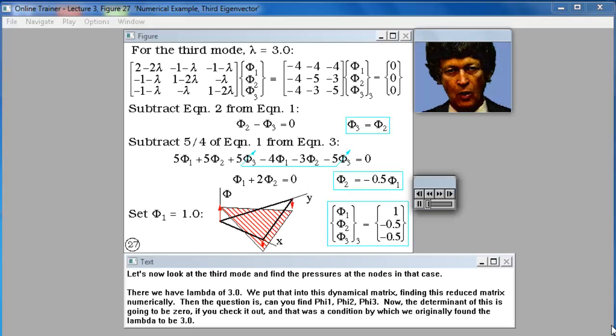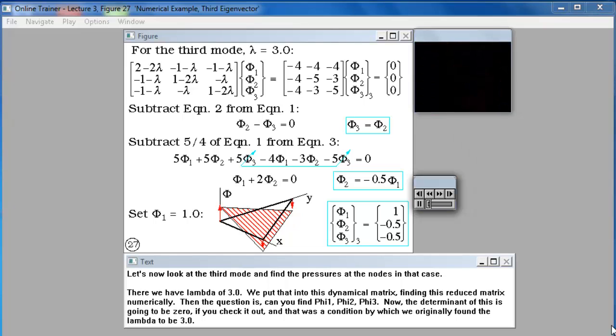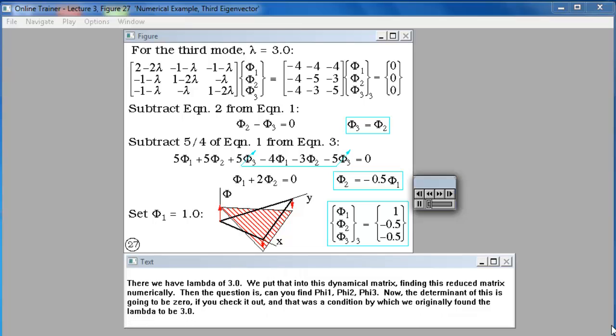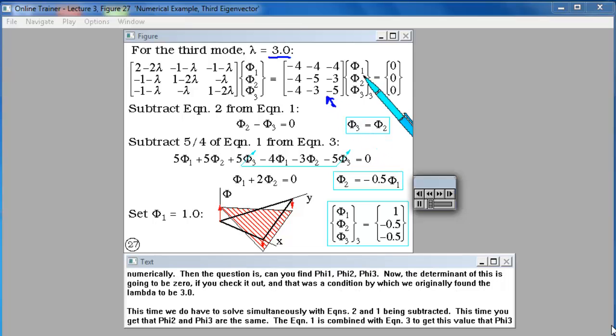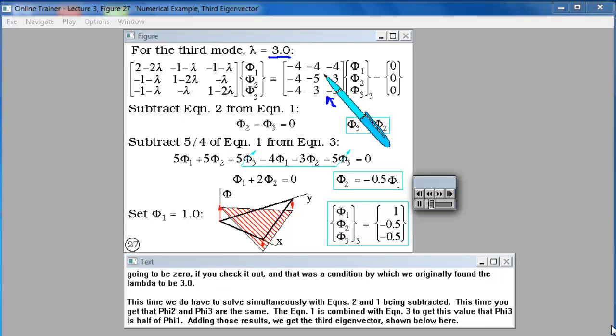Let's now look at the third mode and find the pressures at the nodes in that case. There we have lambda of 3. We put that into this dynamical matrix, finding this reduced matrix numerically. Then the question is, can you find phi 1, phi 2, phi 3? Now the determinant of this is going to be 0 if you check it out. And that was the condition by which we originally found the lambda to be 3.